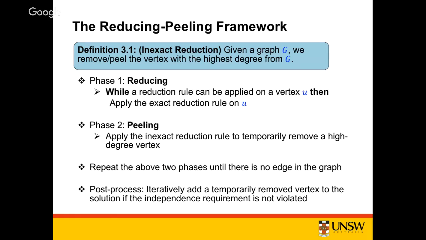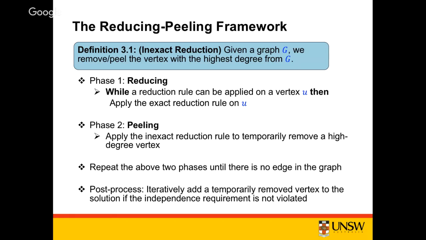Based on these three observations, we propose this framework. In this framework, we define an inexact reduction rule. In the previous slide, I showed the degree 1 reduction and the degree 2 reduction. These are the exact reduction rules. If we apply an exact reduction rule, we still guarantee the maximum independent set. But with the inexact reduction rule, if we apply it, we may not obtain the maximum independent set.